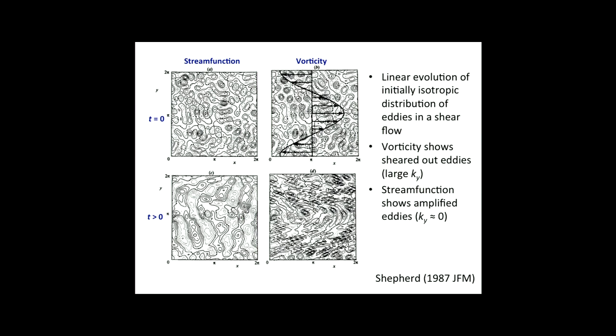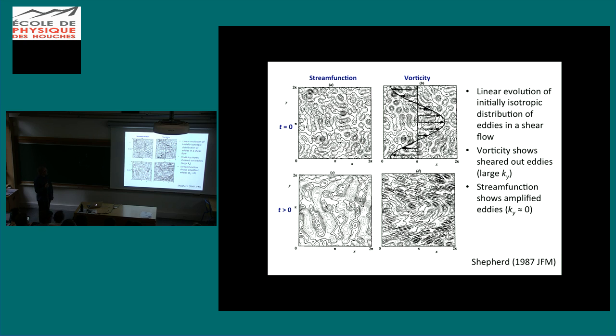This is just a snapshot from my old code at 32 by 32 wave numbers or something. This is x by y, and this is the initial state, the stream function and the vorticity. You see it's basically in a localized set of wave numbers, and there's a sinusoidal shear flow. Then after some time, if you look at the vorticity, you see that it's being shaped by the mean flow. The vorticity is being advected, and what you're mainly seeing are these sheared-out eddies.